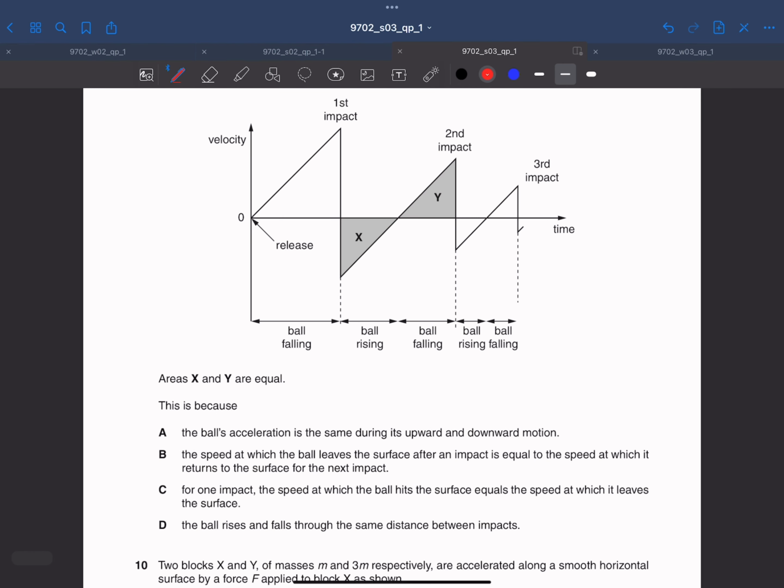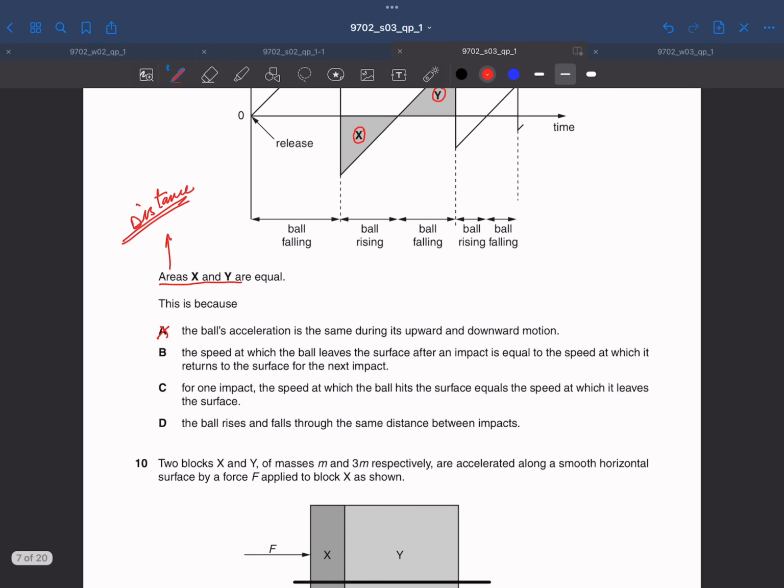This is because, again the same thing, as soon as you read this line, areas, you have to come quickly to the concept that you know that in a velocity time graph, area is nothing but distance, as I have already told you, distance or displacement. So this is the basic point. The ball's acceleration: when we are talking about the areas x and y, there is no concept of acceleration, so you can outrightly reject this A.